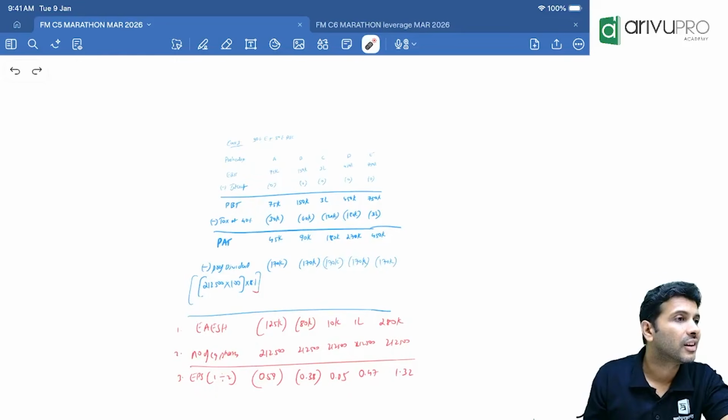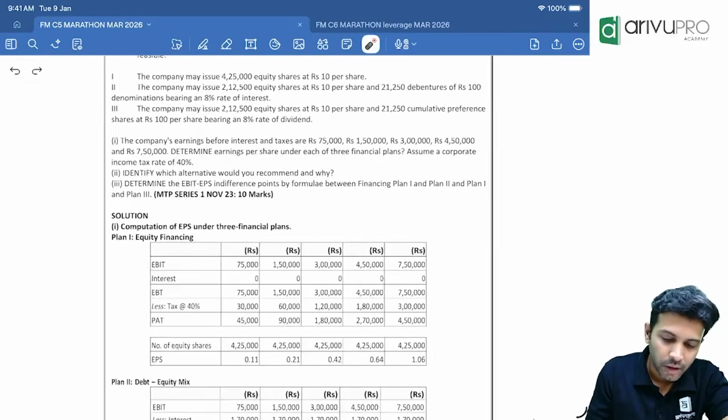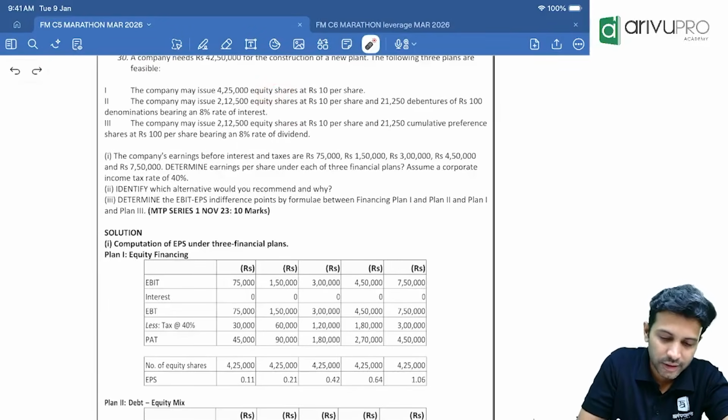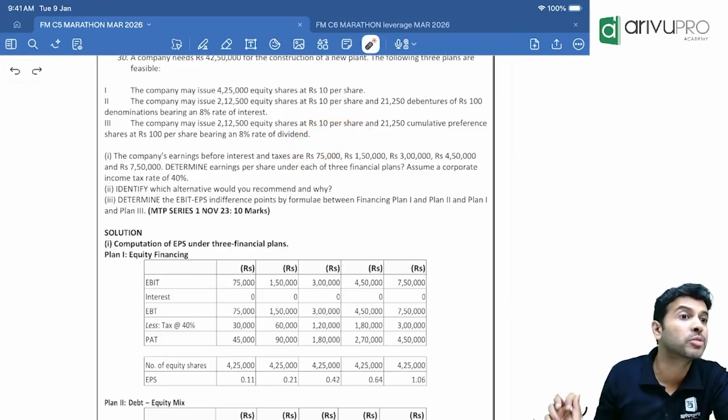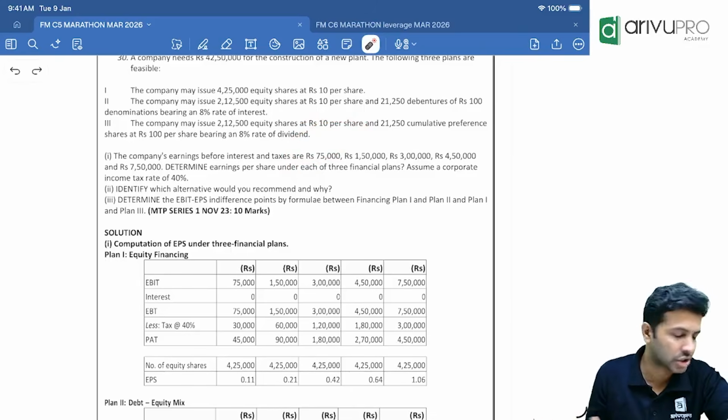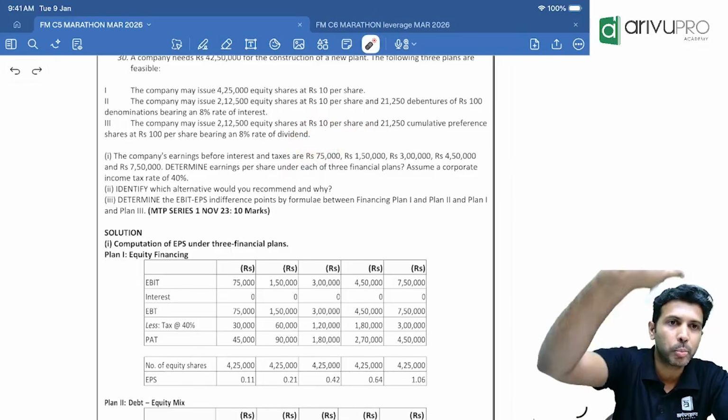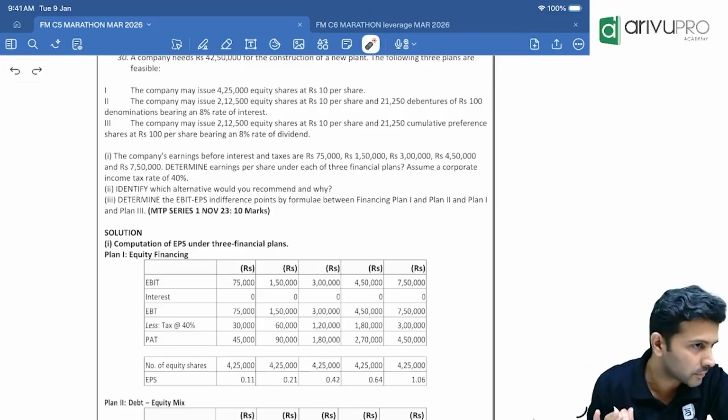Now, how many plans are there? 1 plan or 3 plans? First plan is what? 100% equity. I'm not doing that. Second plan, 50% equity, 50% debt. I'm not doing that. Same, nothing new there. Third plan, I've solved it and put it up here because there's a small concept. I'm not solving this question. One concept is there. I just want to put it across to you. That was the intention of this question.